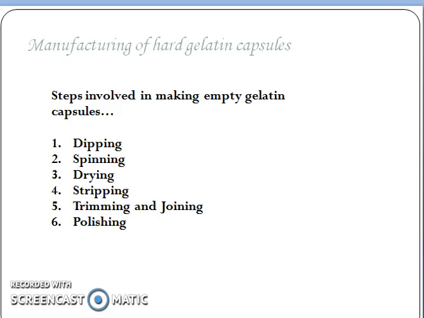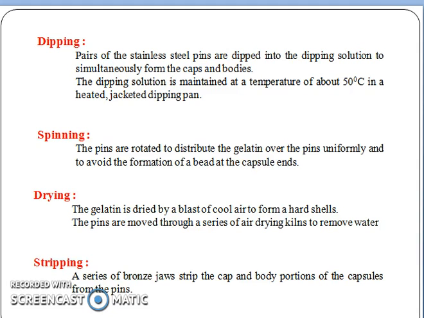The steps are dipping, spinning, drying, stripping, trimming, joining and polishing. First is dipping. Pairs of stainless steel pins are dipped into the dipping solution to simultaneously form the caps and bodies. The dipping solution is maintained at a temperature of about 50 degrees C in a heated jacketed dipping pan. Second, spinning. The pins are rotated to distribute the gelatin over the pins uniformly and to avoid the formation of a bead at the capsule end.